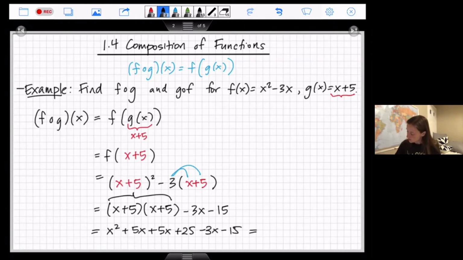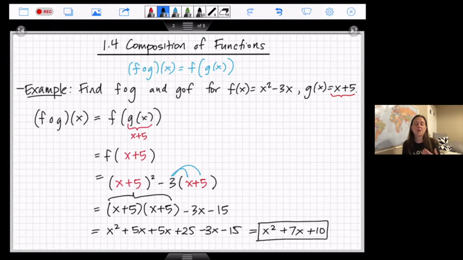So x², how many x's do I have? I got 5 plus 5 minus 3, that gives me 7x. And then 25 minus 15 gives me 10. And there's our composition function.